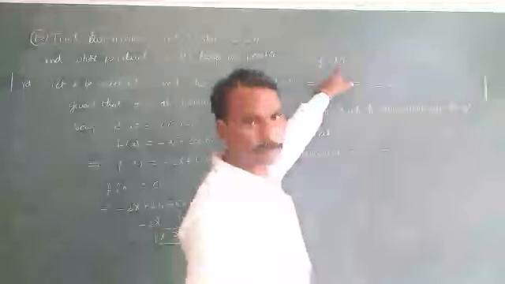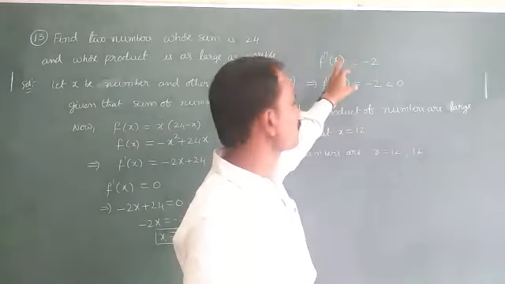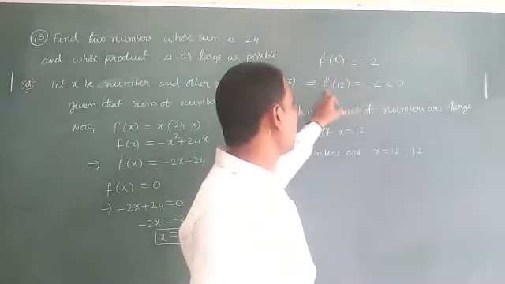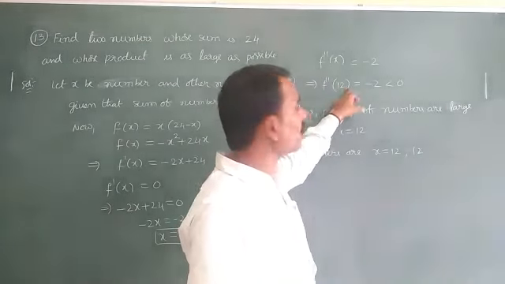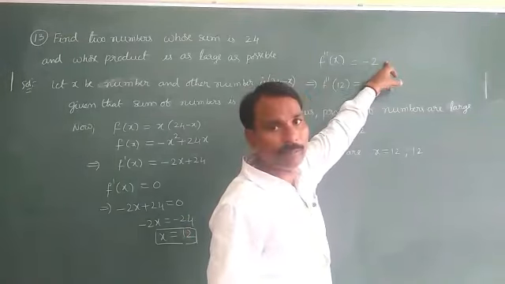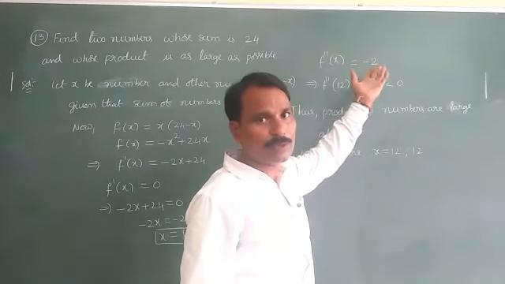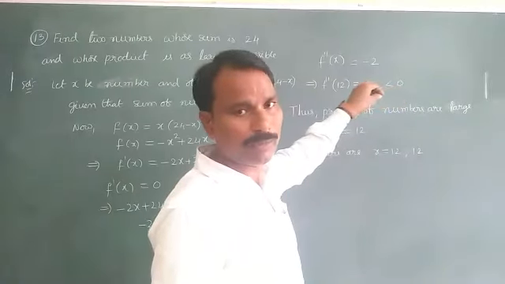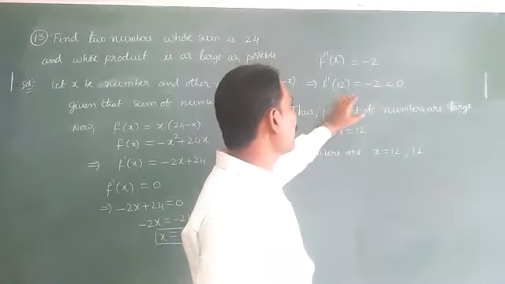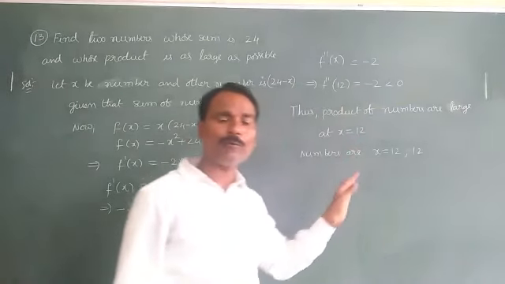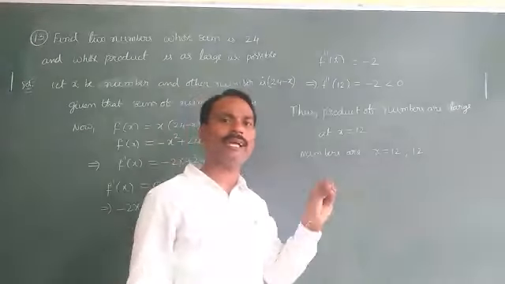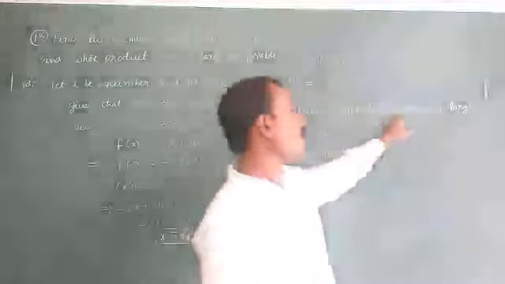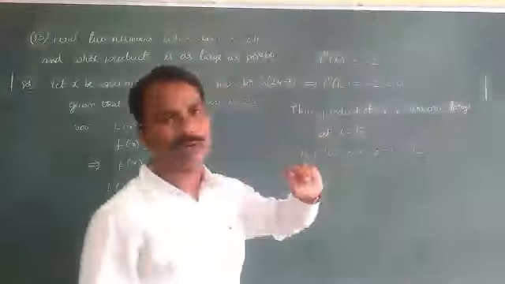And from here onwards take the double derivative. F double dash of x is equal to minus 2. The f double dash of x value at 12? There is no x variable, so there is no substitution. So minus 2. Negative value means less than 0. Double derivative less than 0 indicates maximum. Thus, the product of the numbers is largest at x equal to 12.